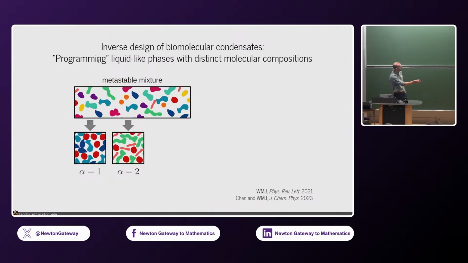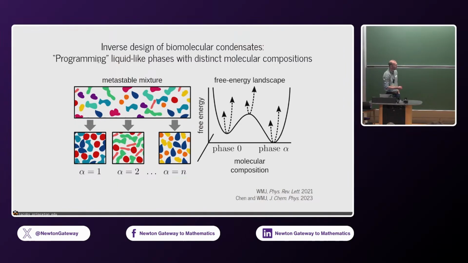I could have a second one encoded to make this problem interesting. Maybe the same species appears in multiple different phases, but again, these should be immiscible, and so on. So this constitutes my design problem. And then the goal here at equilibrium should be to design a free energy landscape that gives me a local minimum at a point in composition space that corresponds to these design targets.